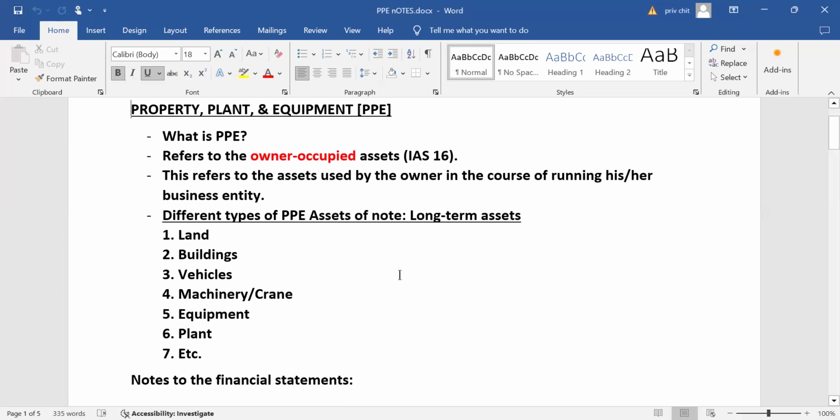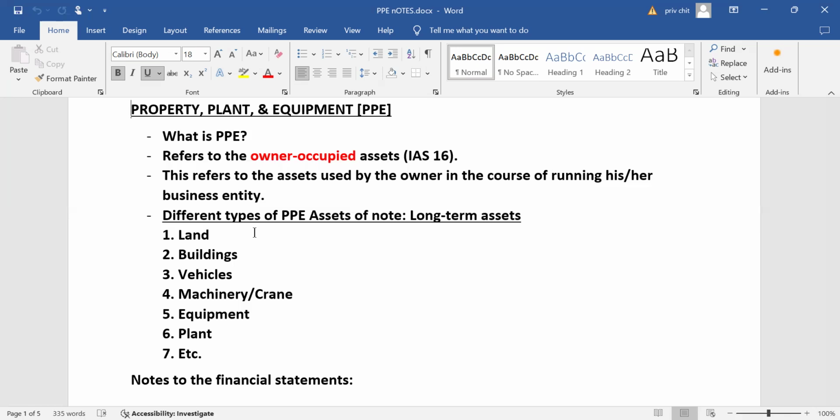Now, obviously, the majority of these assets are depreciable assets, with the exception of land, because land appreciates in value over time. So what you would expect to see with land is an increase in value. How do we measure or assess the change in value of land? Normally, that's where the revaluation process comes into the picture.